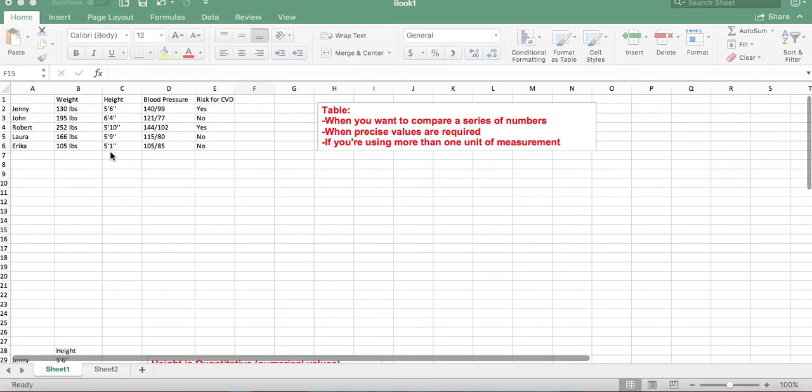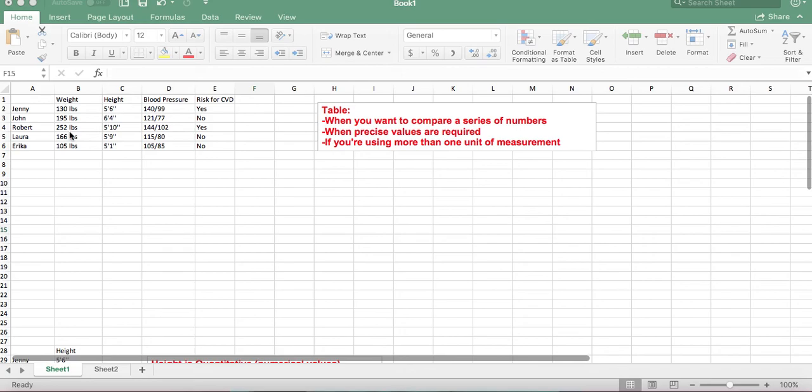It's not good enough to say you're generally between 5'5" and 6 foot. You want to know the exact height in inches that somebody is, or, rather than generally saying they have high blood pressure, you want to know exactly what their blood pressure is. But these are different units of measurement. So this is how you might set up something like that, a table.